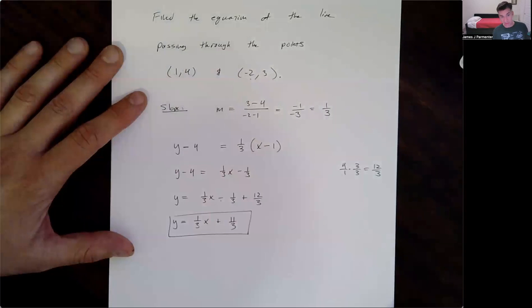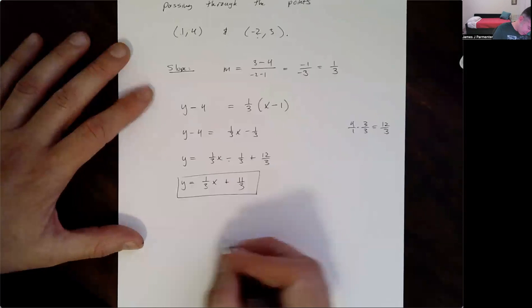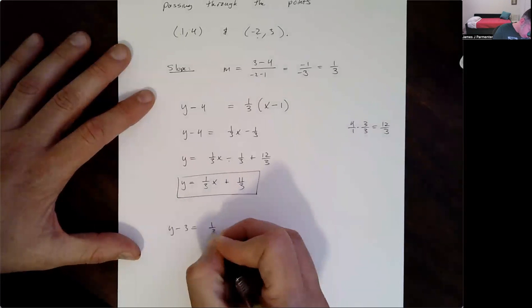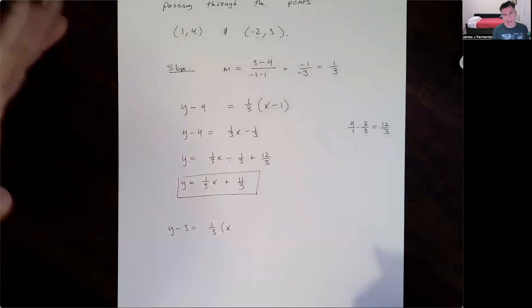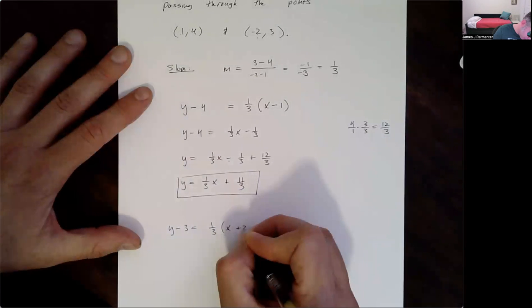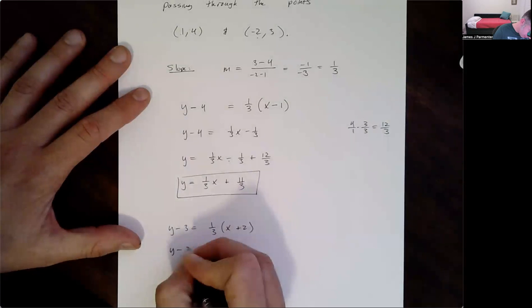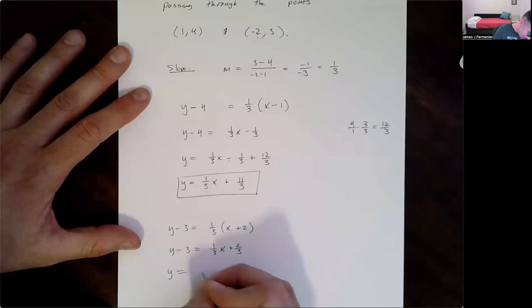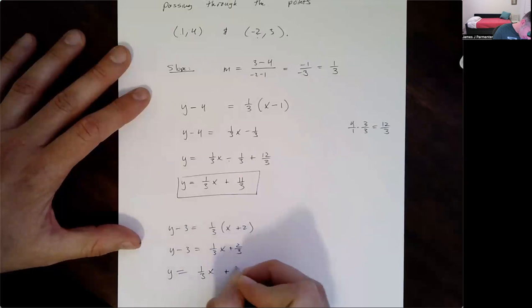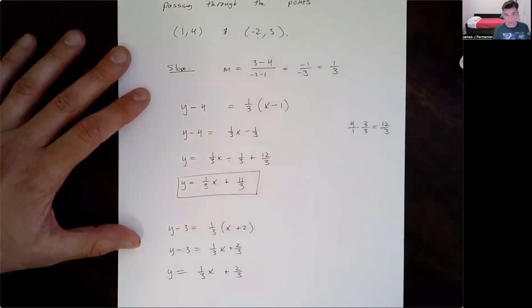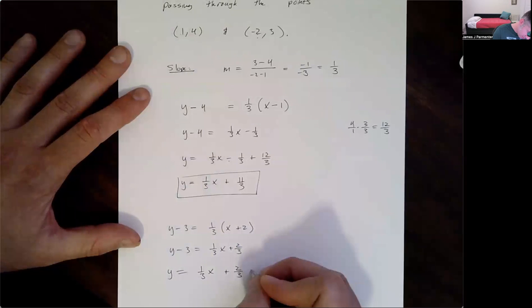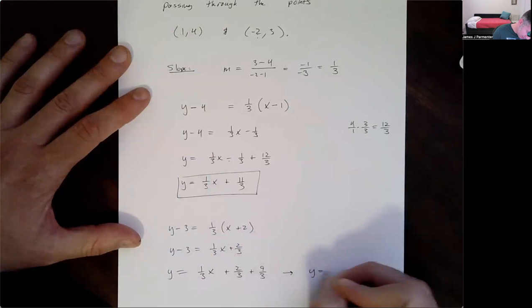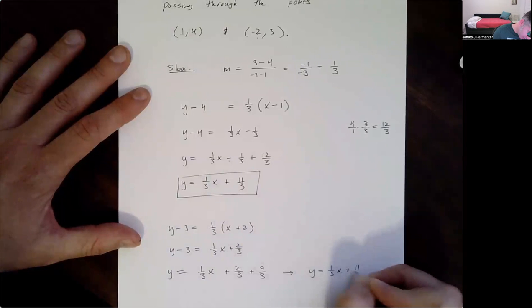I will mention, if you pick the other point, you would get the same answer. If I did y minus 3 equal to 1/3 times x minus minus 2, but let's not write minus minus 2. Let's just write plus 2. You get y minus 3 equal to 1/3 x plus 2/3. And when I add 3 to both sides, 3 is equal to 9/3 if you multiply by 3/3. And 9/3 plus 2/3 is exactly 11/3. So I get the same answer no matter which point I happen to pick to put in.